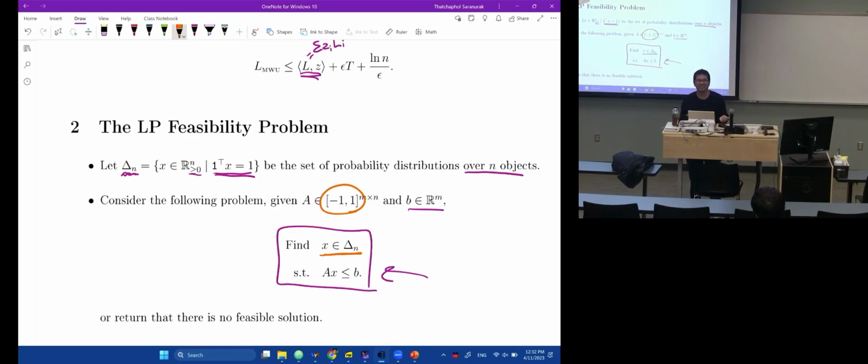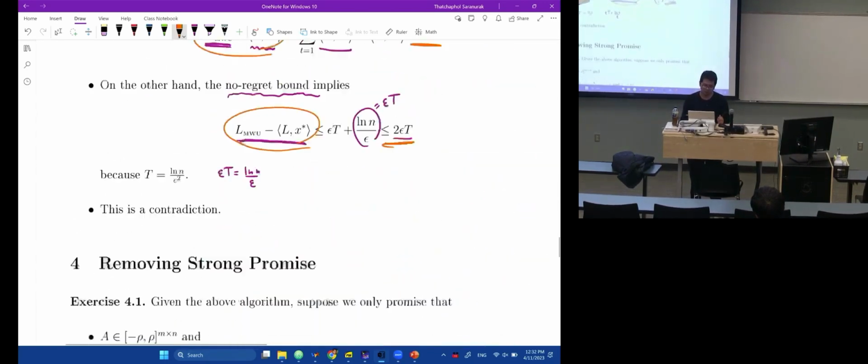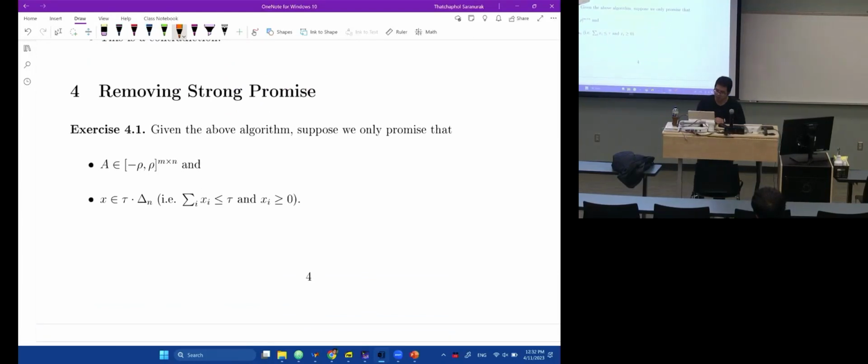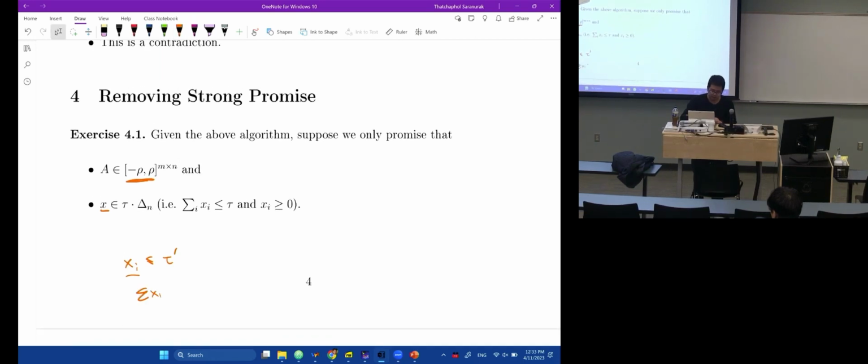So the promise that we have right now is that A is between -1 and 1, and also we want to find x such that it looks like a distribution. This might not be true in general. So what if I just remove this promise by saying that the entry of A is between minus rho and rho. And let's say that you still have some bound on x. If you know somehow that there must be a solution such that each of the entries is at most tau prime, then it means that the sum of x is at most tau prime times n.